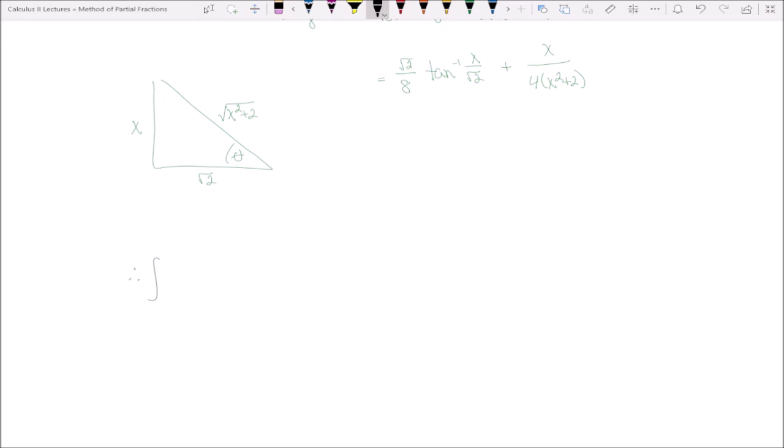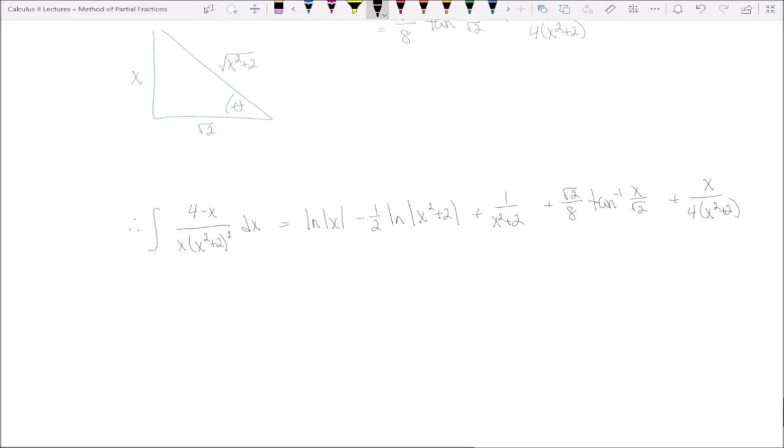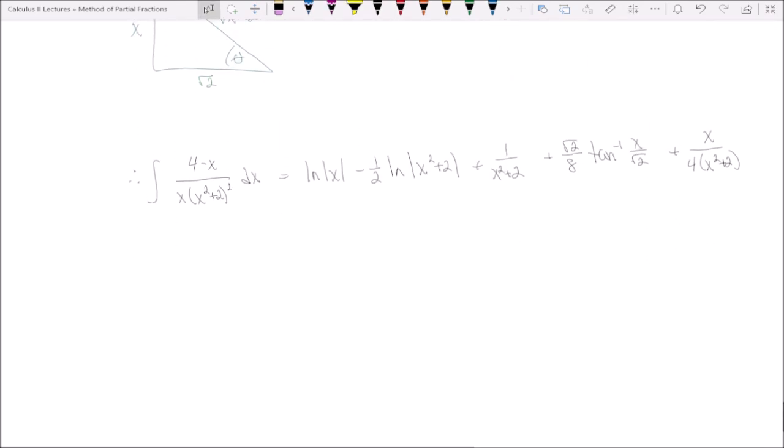Therefore, we can now write our antiderivative, which was log absolute value of x minus a half log absolute value of x² + 2 plus 1 over (x² + 2) plus root 2 over 8 inverse tangent x over root 2 plus x over 4 times (x² + 2). Plus our constant.